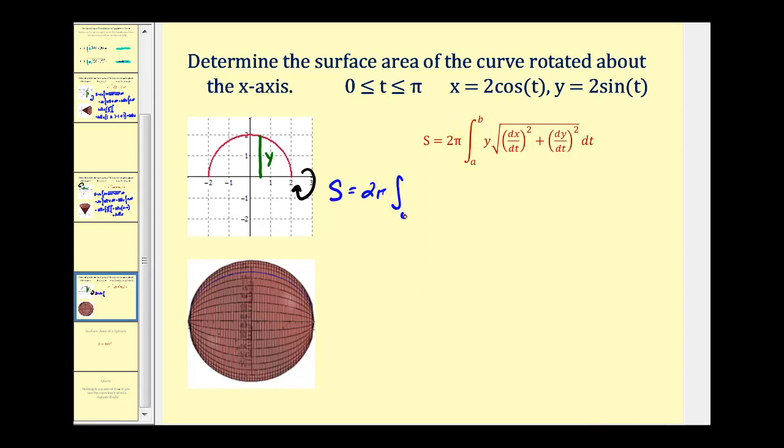The interval is from 0 to pi. y is equal to 2 sine t. And then we're going to have the square root of (dx/dt) squared. Well, dx/dt is going to be negative 2 sine t, squared, plus (dy/dt) squared. Well, dy/dt is going to be 2 cosine t, squared. Now let's go ahead and simplify this.